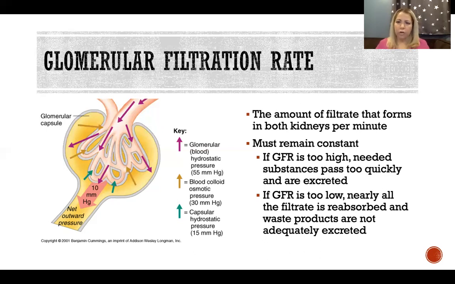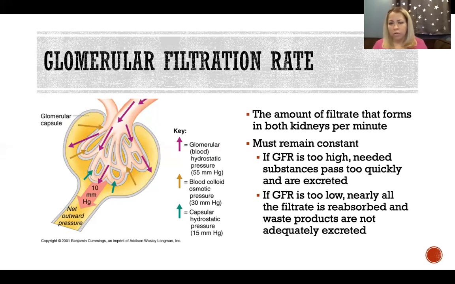High blood pressure chronically will increase GFR. Diabetes mellitus could increase GFR. We're trying to flush out as much glucose as possible, and the person will lose a lot of water in that process. They're trying to get rid of the glucose because the glucose is too high in the blood, so they need to excrete it. GFR could be slow.